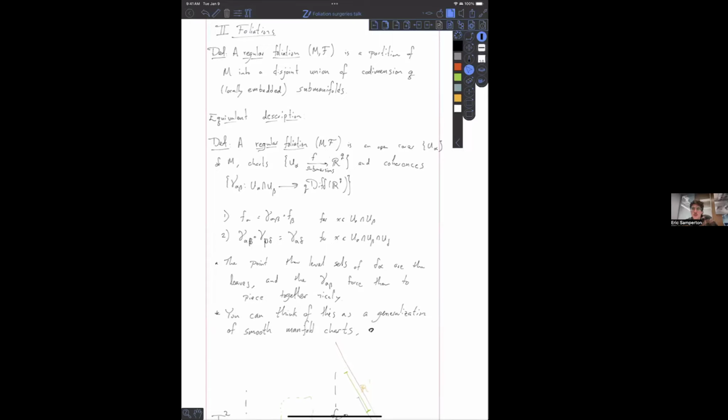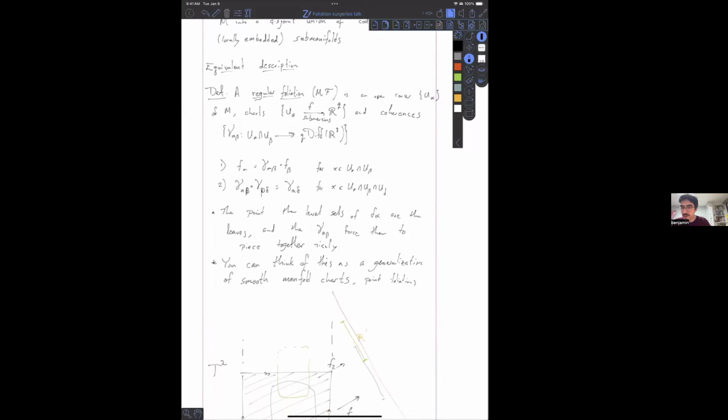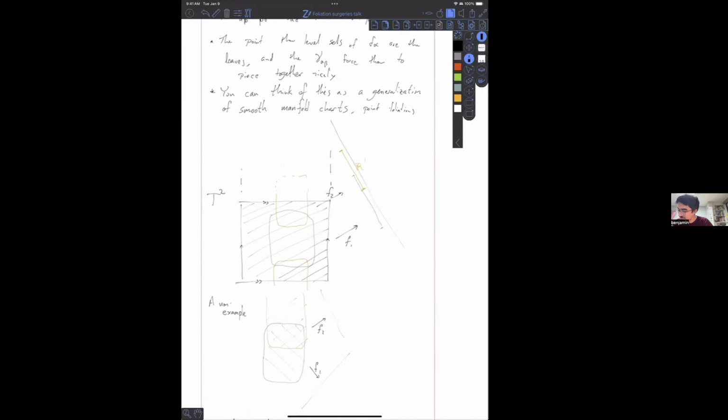Are you suggesting we don't need M's atlas? That we could just use this foliation's atlas? That's a very interesting question. You need the atlas of M here for submersions. Okay, yeah. For that to make sense. Right. But that's a very good question. I'll get back to you on it.